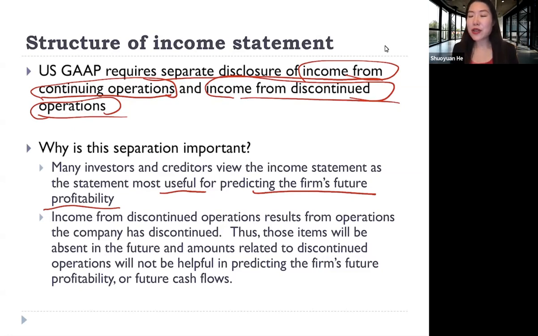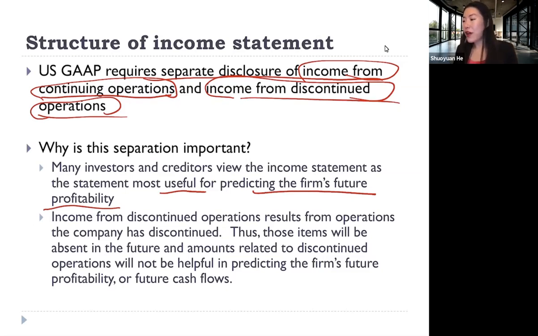For income from discontinued operations, that operation has already been discontinued. It may be useful somehow for the firm to confirm what happened in the past, but is it useful for investors to predict what will happen in the future? For example, if I have a shoe manufacturer and I just discontinued manufacturing a certain kind of shoe, will the income from manufacturing that shoe happen again in the future? No, it's not going to happen again, because that's a discontinued operation.